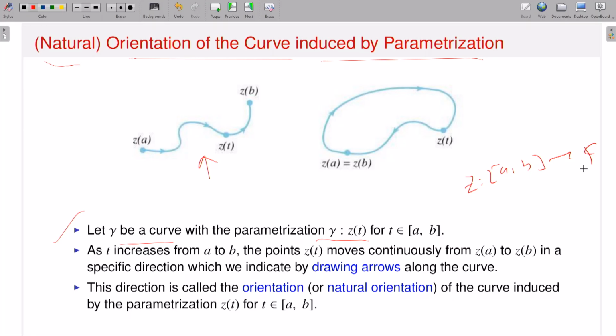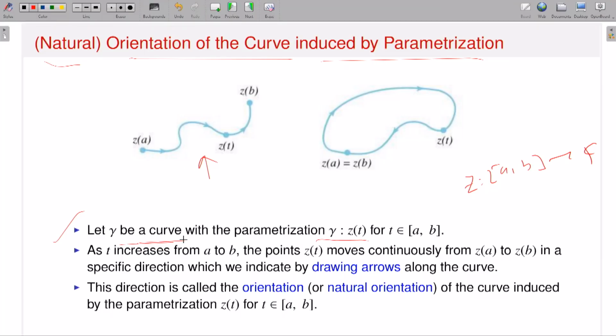What is the definition of a curve? It is a continuous function. A differentiable curve means it is differentiable. A smooth curve means it is differentiable along with the derivative being continuous. So you assume that your curve is smooth, that means your curve is differentiable and the derivative is continuous.